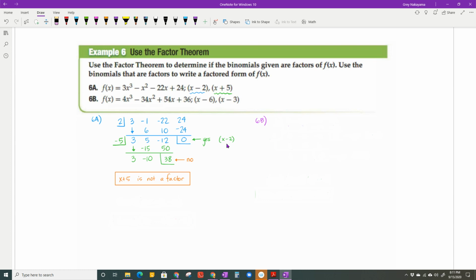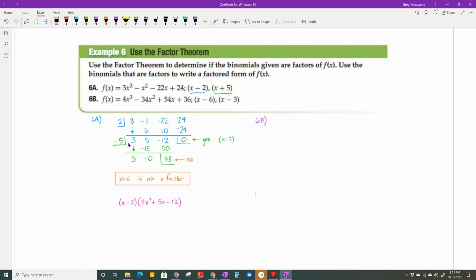However, because I did have one that was a factor, then I have to write the factored form. So I'm starting off with x minus 2 because that's the original factor. And what do I have left? What's going to go in here is this guy right here. That was that reduced polynomial or depressed polynomial, which is going to be 3x squared plus 5x minus 12. And I have to factor that.